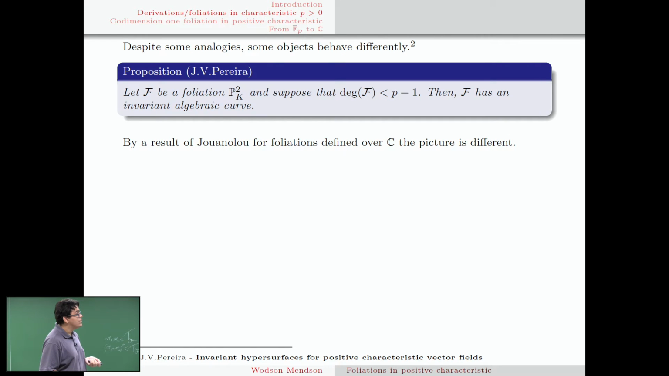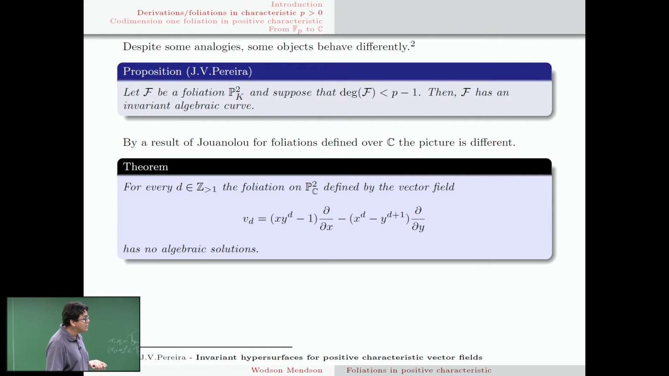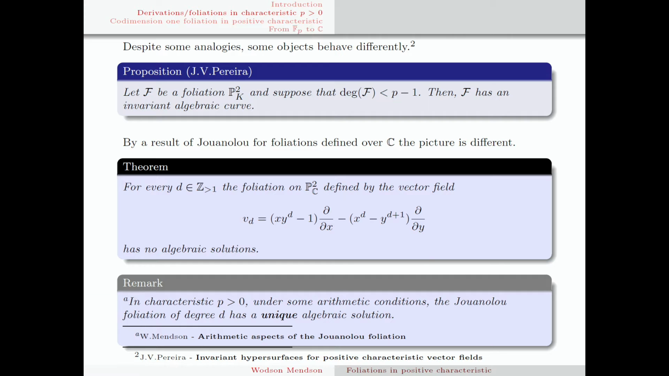But we have some analogies, but some objects behave differently. We have this result by Jouanolou. It says that if you take a foliation on P2 and suppose that you have this condition on the degree, then F has an invariant algebraic curve. By a result of Jouanolou, for foliations defined over C, the picture is different. We can construct, for every D, foliations that have no algebraic solutions. And in characteristic p, with some conditions, we can check that the Jouanolou foliation of degree D has a unique algebraic solution.